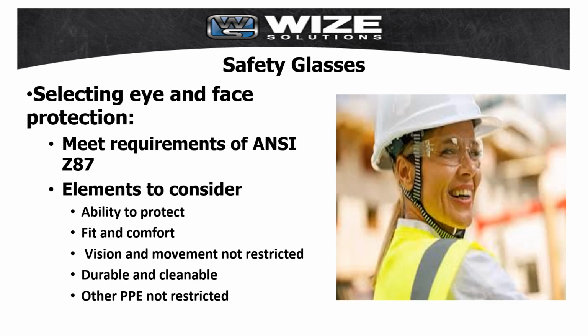1926.102(a)(2): Eye and face protection equipment required by this part shall meet the requirements specified in American National Standards Institute Z87.1-1968, Practice for Occupational and Educational Eye and Face Protection. Selecting the most suitable eye and face protection for employees should take into consideration the following elements.